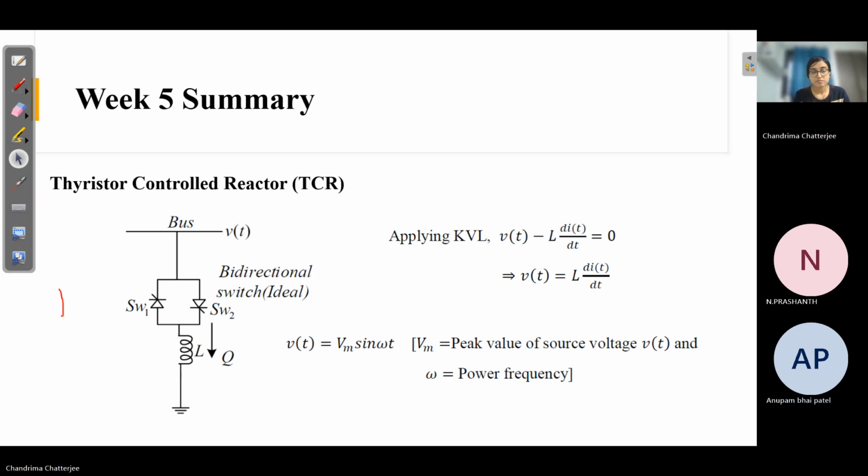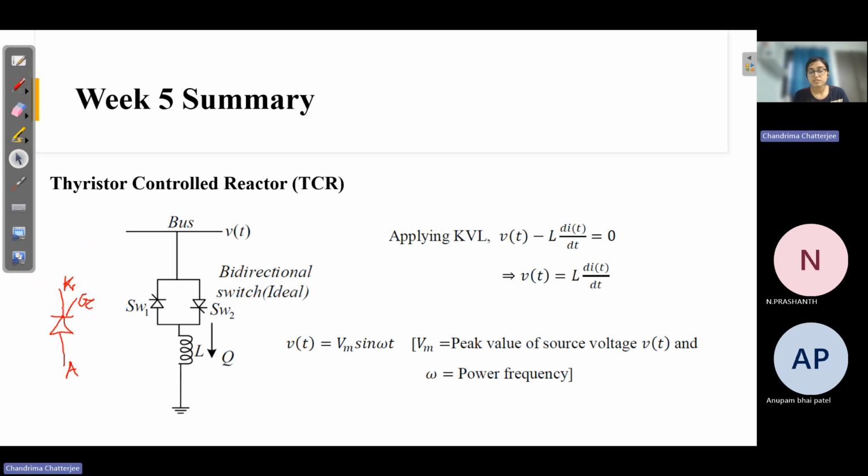Do you have some basic idea about SCR or thyristor, how this works? Have you read anywhere? Sorry. Only the name, madam. Okay, so you don't know how this works. Okay, so I shall try to briefly tell you about this.